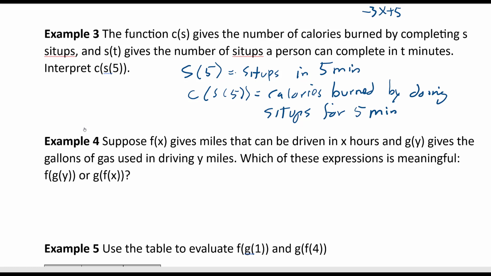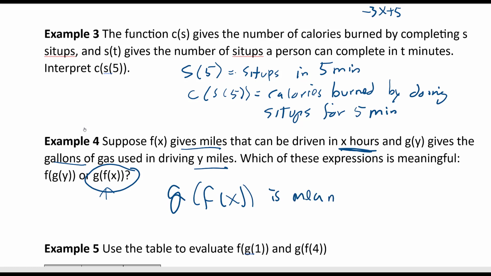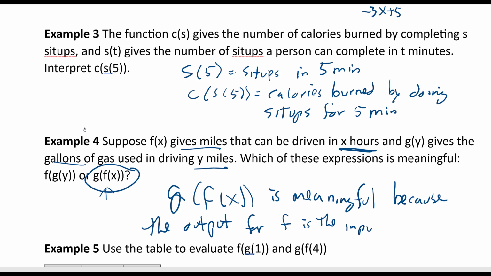f of g of y would be miles driven per, well, that's not even going to work, because the input for f is hours, but g is not producing hours, it's producing gallons. But the output for f is miles, and the input for g is miles. So this would be more meaningful, because hours gives us miles, and the miles gives us gallons. So g of f of x is meaningful, because the output for f is the input for g.